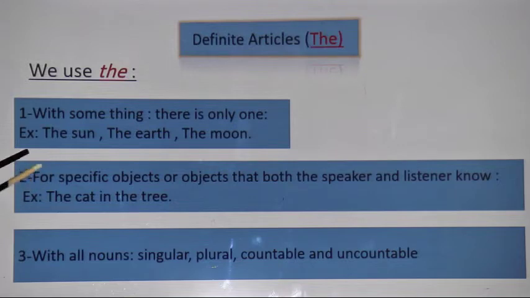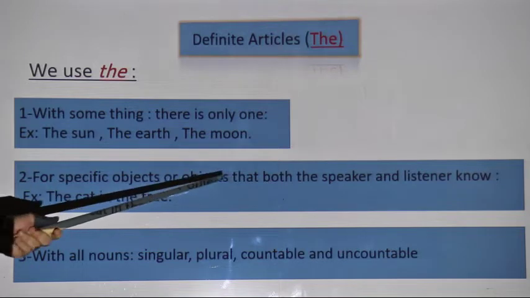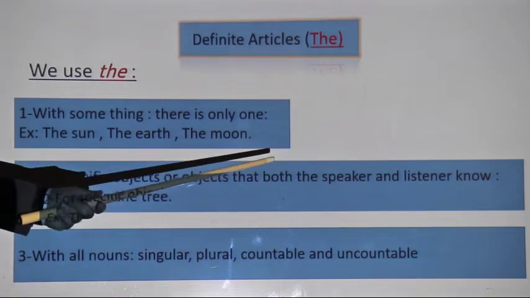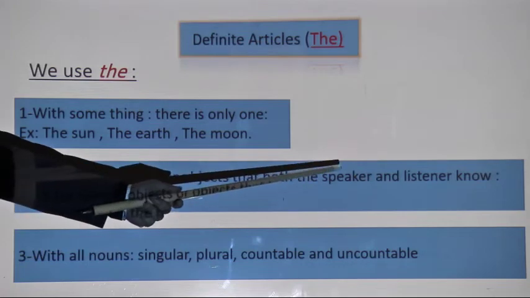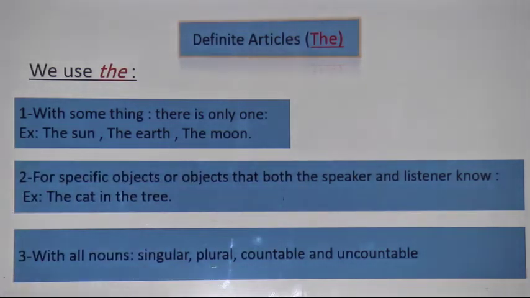Second use, الاستخدام الثاني. For specific objects, للأشياء المحددة. Objects that both the speaker and listener know. يعني شيء محدد يعرفه المتكلم والمستمع. For example, the cat in the tree, يعني القطة على الشجرة. Or the book on the table, الكتاب على الطاولة. حددنا ما أي كتاب.